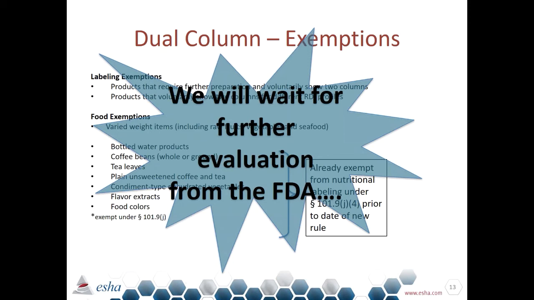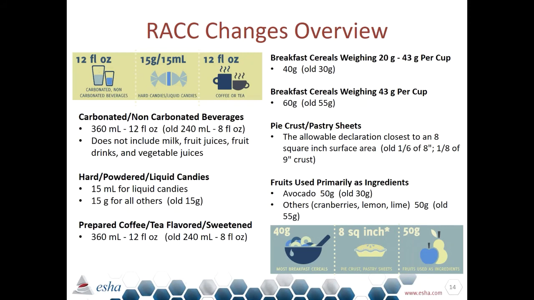This larger RACC may, in some cases, cause something like sodium to rise above the 5 milligram threshold, requiring nutrition labeling, meaning the bottled water would no longer be exempt from labeling, and it might also require a dual column label. As shown with more guidance, we will of course keep you abreast of our interpretation and how to handle this specific situation. RACC changes can also affect the need for dual column labeling.